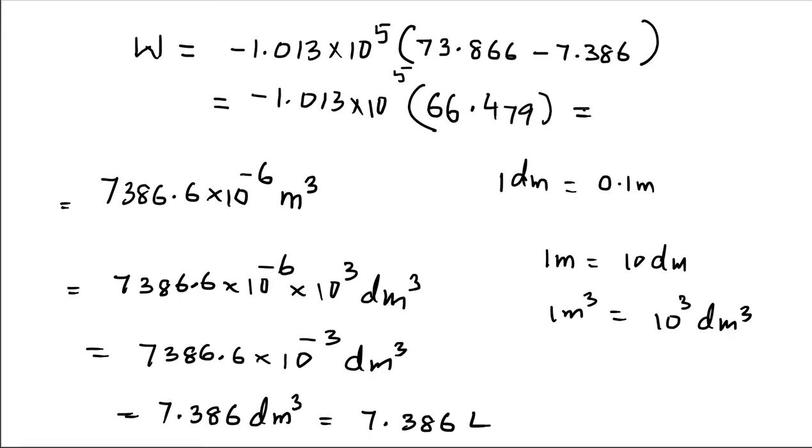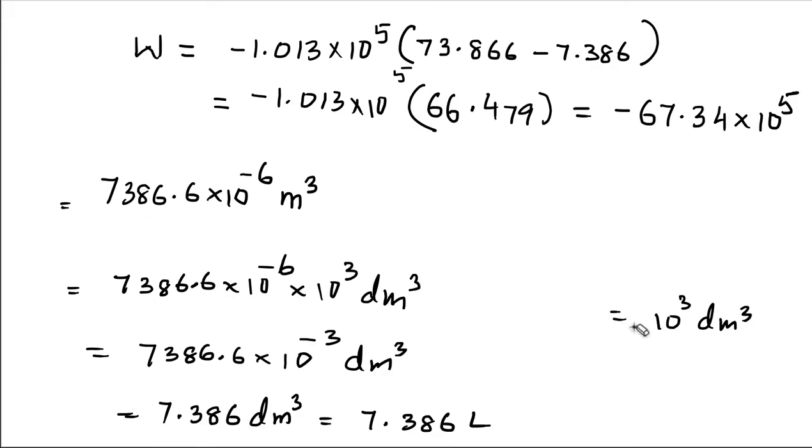66.479. So that will give us 67.34 times 10 raised to the power of 5. So that is Newton times meter power minus 2, and that is liters, but we should convert that into joules. So what is the joules unit? 1 joule is equal to, so let me erase this a little bit. So this one has the units of negative 67.34 times 10 power 5.